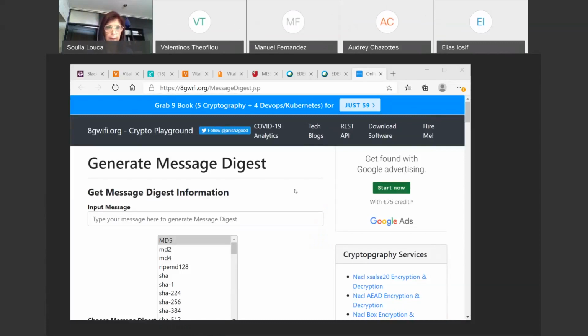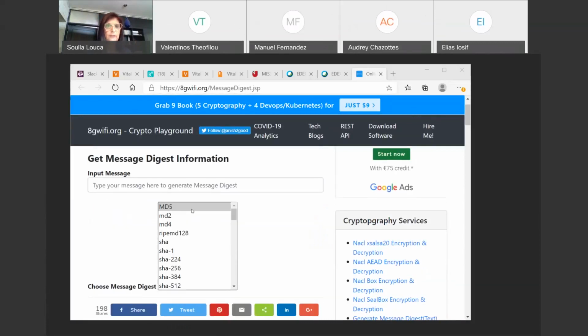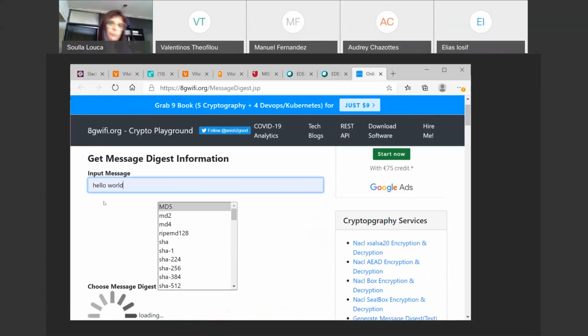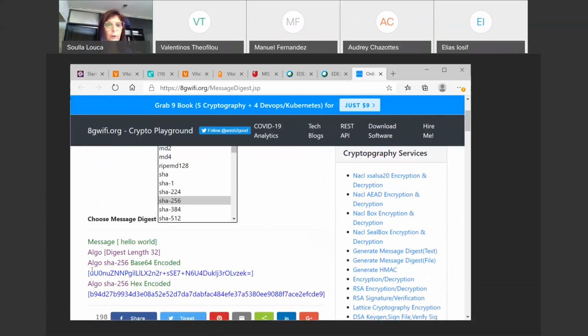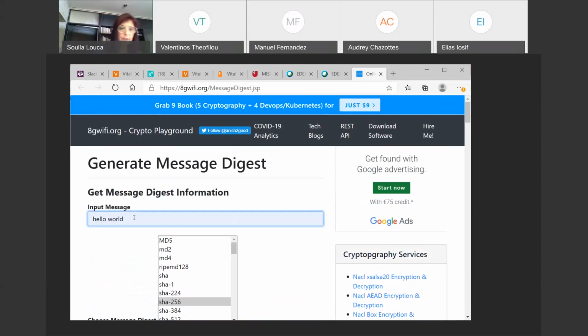Yes. Great. So these are various types of hash algorithms that we have on this site. I was already testing it yesterday. I will use the same phrase, hello world. If I use the SHA-256 algorithm, this is what I end up with. So my message was hello world, and I end up with this hash here.